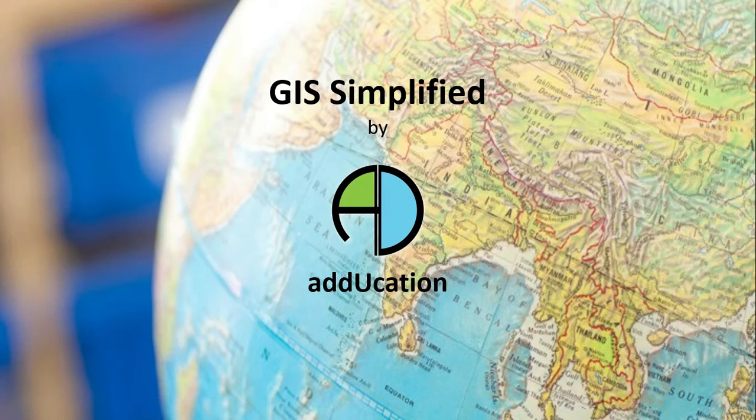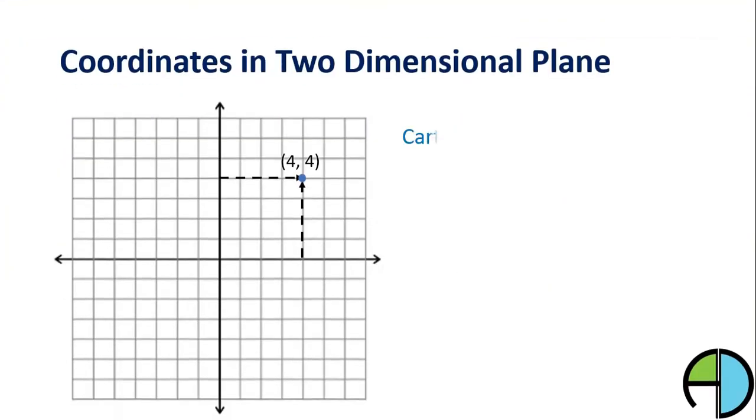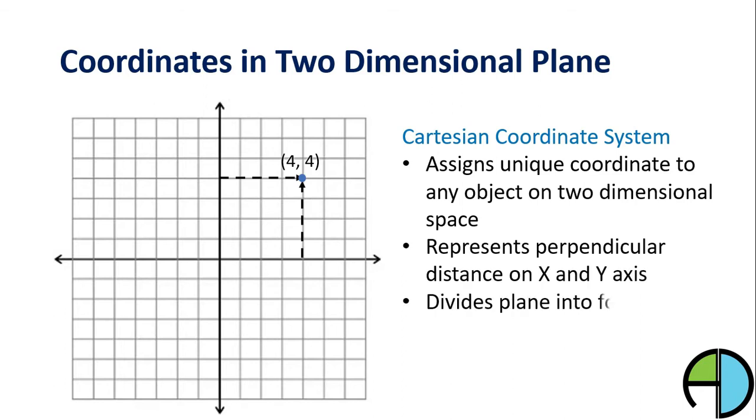Today in this video we will talk about Geographic Coordinate System. We'll start with Cartesian Coordinate System, which we have studied in our primary education. Cartesian Coordinate System assigns a unique coordinate to any object onto the two-dimensional space. It represents a plane by x and y coordinates, and it assigns a unique value to any particular point.